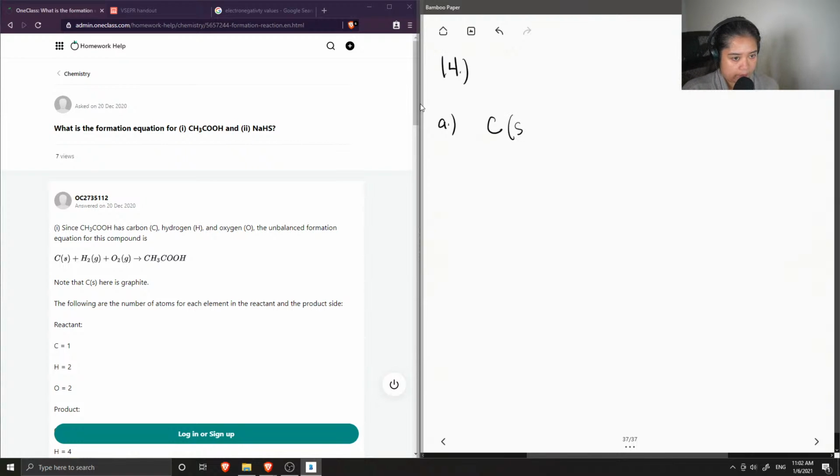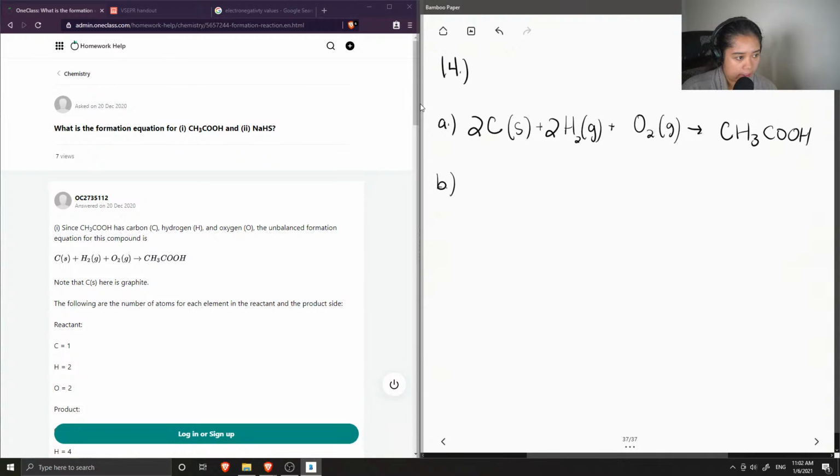So carbon is in its solid state. Hydrogen is a gas, and it would be in its elemental state, which is H2. And similarly, we have oxygen, which is in its elemental state as well, which is O2. And this forms acetic acid. And we just need to balance the equation now. So we have 2 carbons and 4 hydrogens on our product side. So I'm going to put a coefficient of 2 in front of O2. So this is the balanced formation equation for acetic acid.